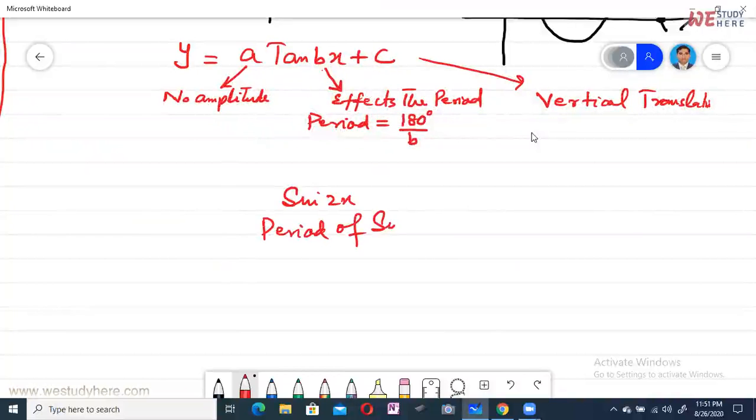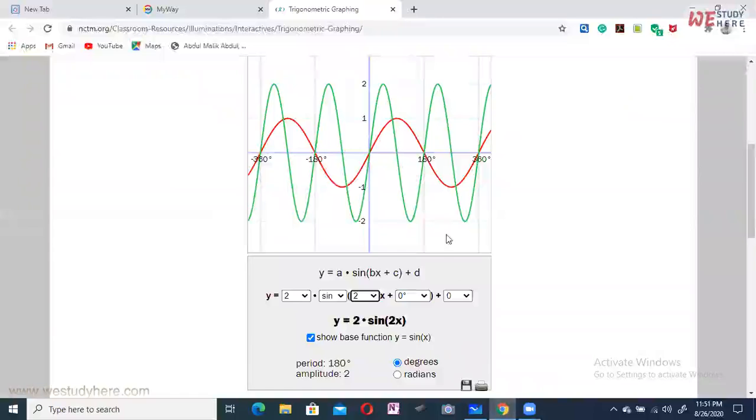The period of sin 2x will be equal to, sin x has period 360, then this constant 2 is multiplying, so we have to divide here. 360 divided by 2 is 180. Then the new graph will repeat itself after every 180 degrees. You can see this sine coming from here to here, and after 180 it is repeating itself. From 0 to 180 is the same shape, and again from 180 to 360 is the same shape as from 0 to 180.